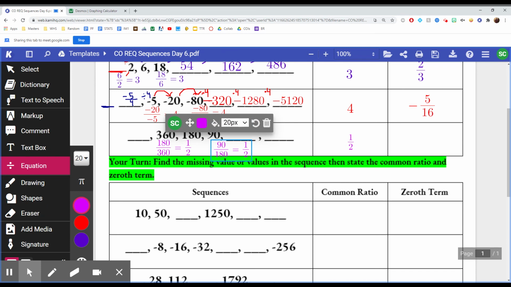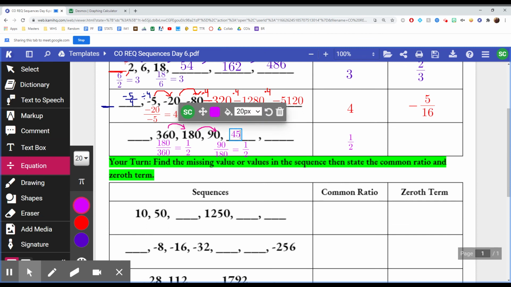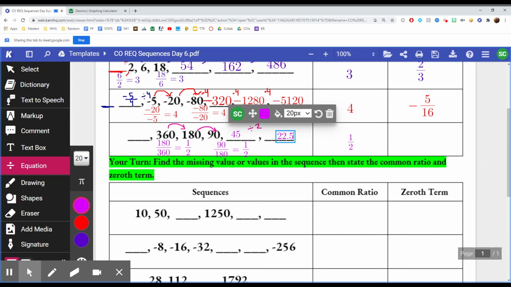Okay, so now 90 divided by 2 gives me 45. And 45 divided by 2 gives me 22.5. Okay, so now all we have left is to find the first term and the zeroth term.